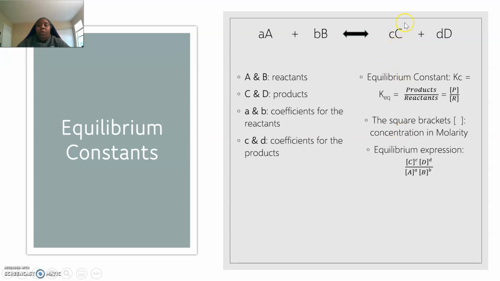So it's going to be the product C raised to the coefficient of C, and then the product D raised to the coefficient of D. And then at the bottom, it's going to be the same thing, but now we're talking about the reactants. So we have reactant A raised to the coefficient of A, and reactant B raised to the coefficient of B. Now, when I say raised to, I mean it's going to be squared, cubed, and so on. That particular power becomes your exponent, if that makes sense.